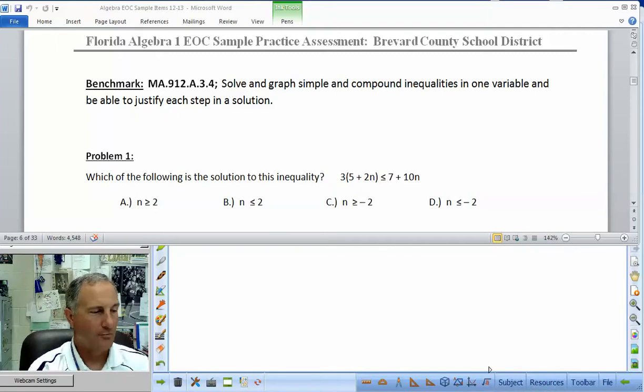All right, here we go. We're going to cover 3-4 and 3-5 today. Starting off on 3-4, solve and graph simple and compound inequalities in one variable and be able to justify each step in the solution.